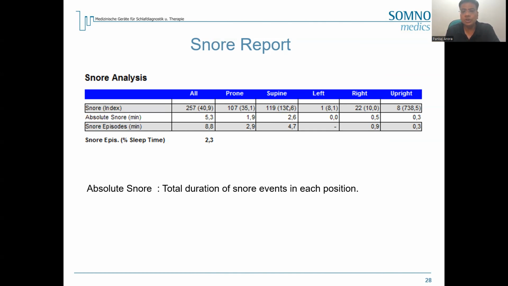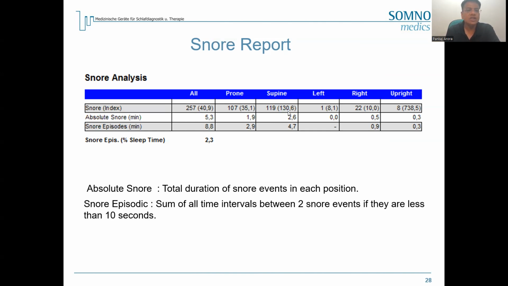It is also giving you left, right, and upright positions. What do we mean by absolute snore? It is the total duration of snore events in each position. So the total duration of snore during each position is the absolute snore in minutes. The total absolute snore was 5.3 minutes, which includes prone, supine, left, and right positions. That is what the snore analysis report is showing you.